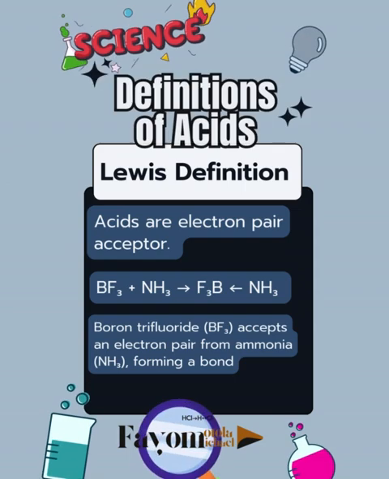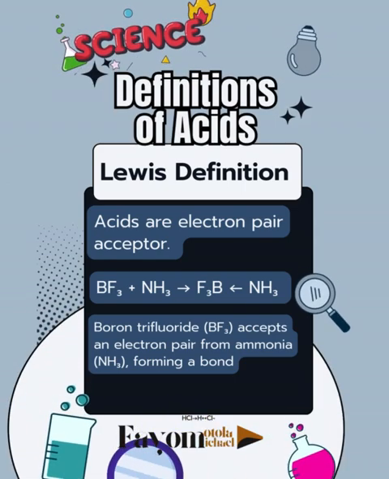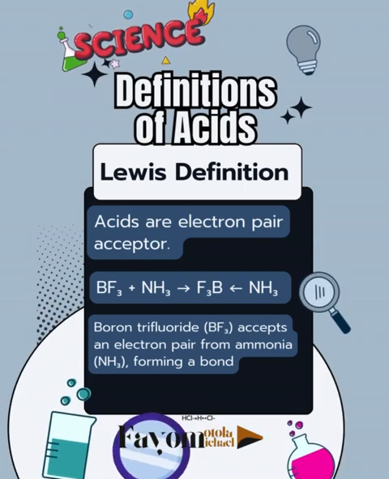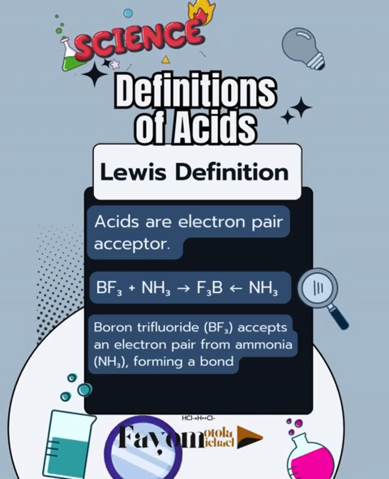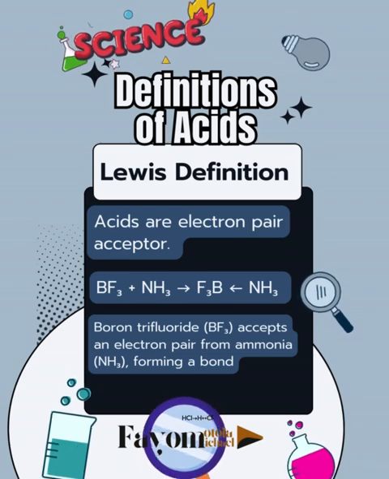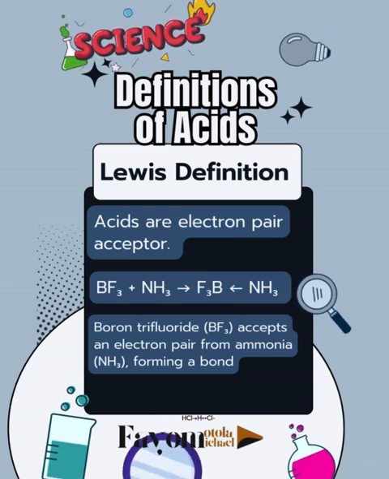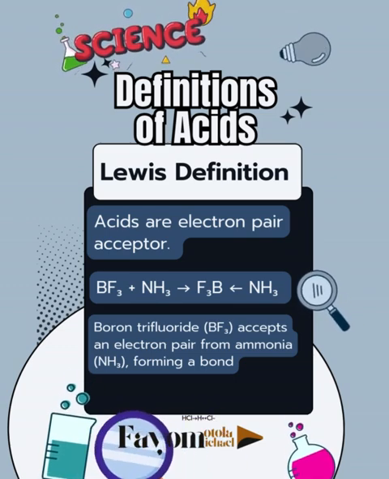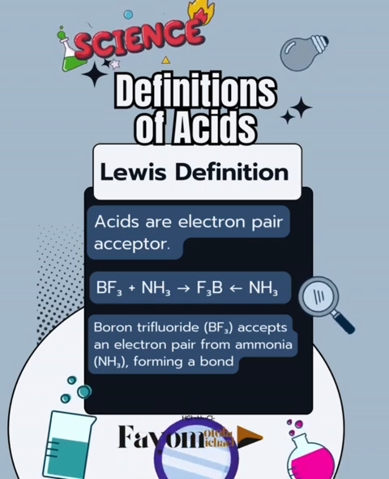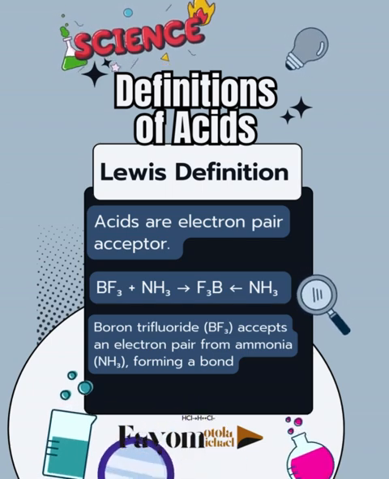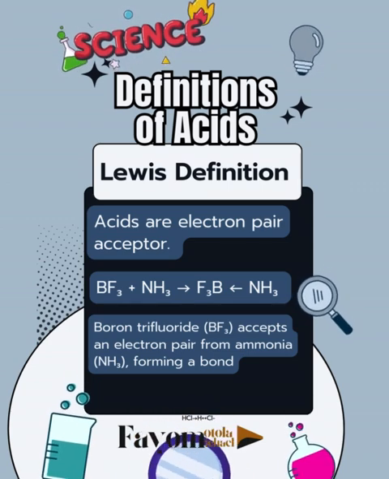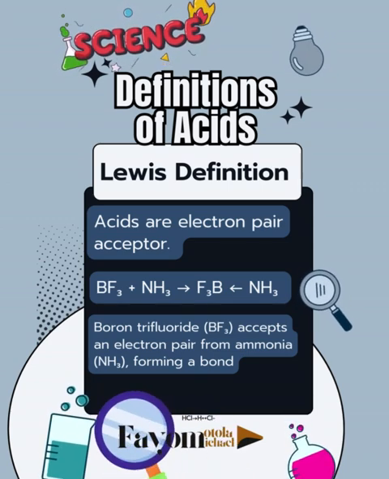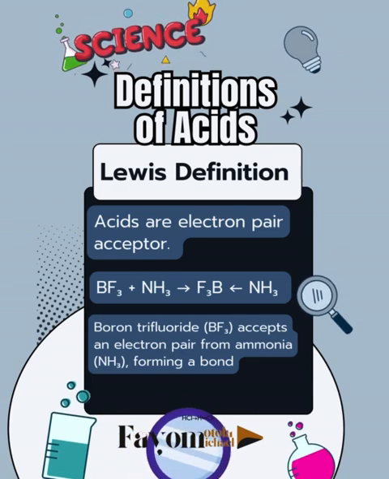Third definition is Lewis. Lewis definition sees acids as electron pair acceptors, in which the electron pair is accepted by the acid while the Lewis base donates the electron pair. An example of a Lewis acid is boron trifluoride, BF3, which accepts an electron pair from ammonia, forming a coordinate covalent bond.